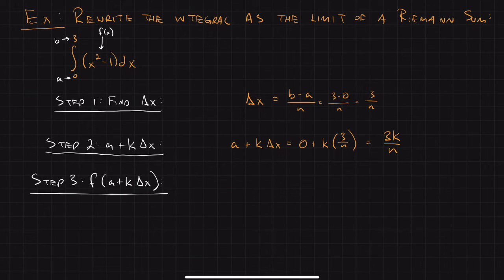Step 3, find f of a plus k delta x. So we just want to plug in our a plus k delta x, which is 3k over n, into the f of x formula, which was x squared minus 1. That would give us 3k over n squared minus 1.